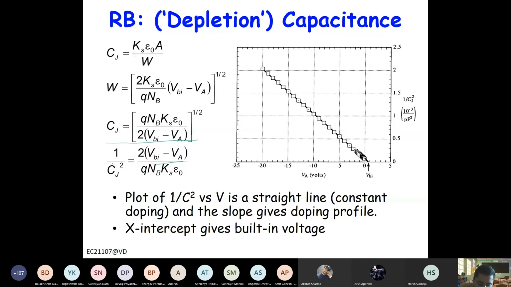Now if you plot 1 by Cj squared versus VA, this will go to 0 when VBI equals VA. So when VA equals VBI, it will cross at VBI. Of course, at VBI it is not reverse bias, right? So it is basically the extrapolation of this line. In reality, it is not actually that straight.